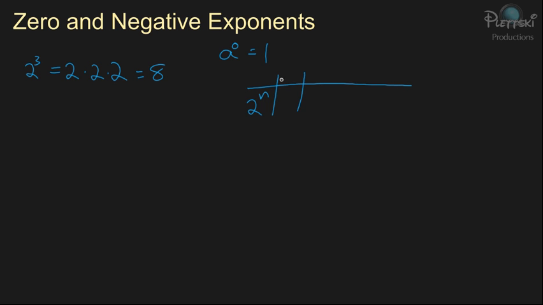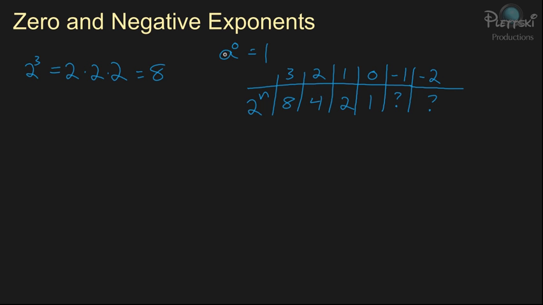If you have 2 to the third power, that's going to be 8. 2 to the second power would be 2 times 2, which is 4. 2 to the first power is going to be 2. And then 2 to the 0 power is going to be 1. Now, what would happen if it's 2 to the negative 1 power or 2 to the negative 2 power? We don't know what those are yet. And that's what we're going to explore.